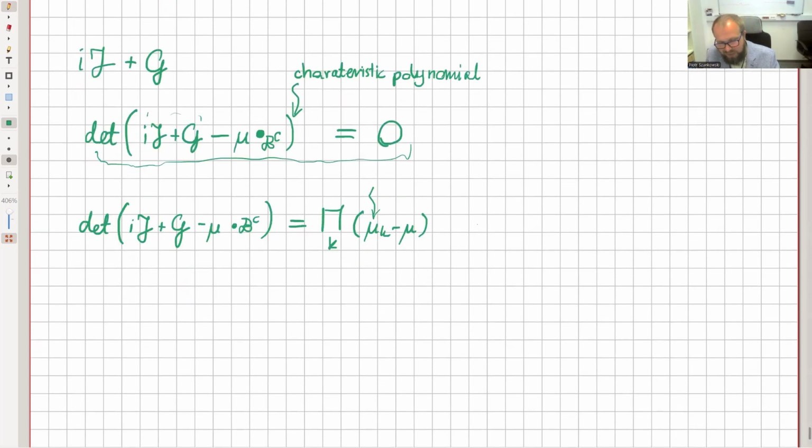However, some of the eigenvalues can be the same. So in other words, this whole product can be further simplified into this kind of form, and so on. And the power here is called the degree of degeneracy.